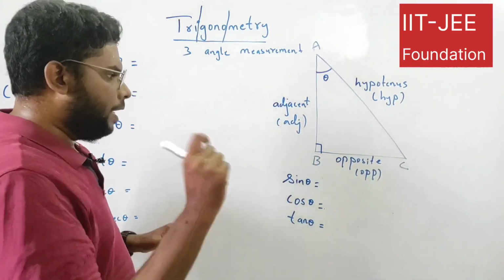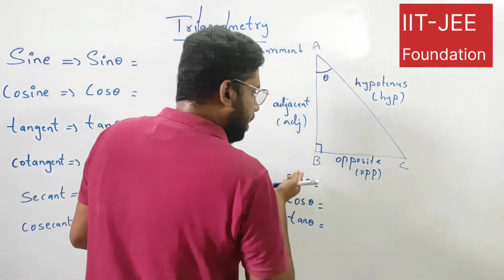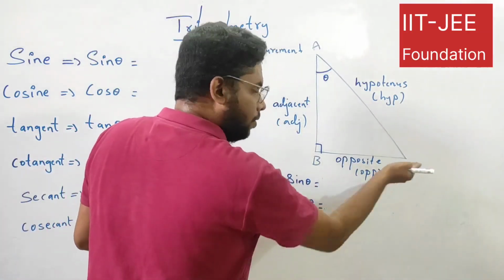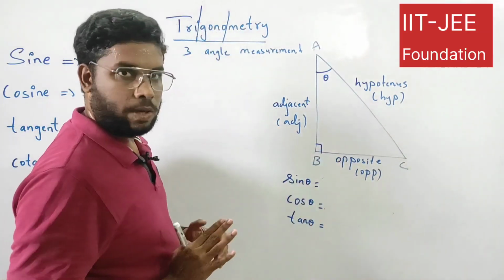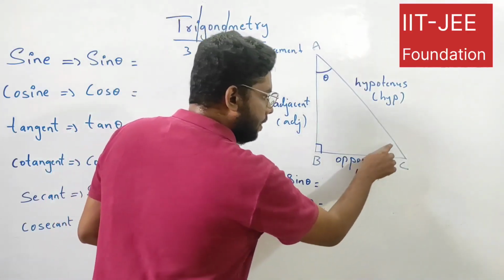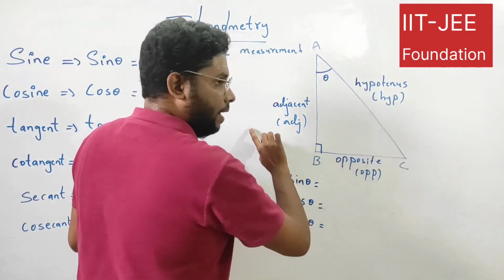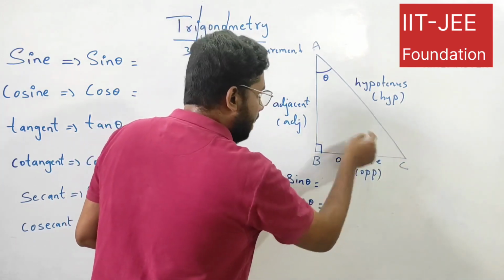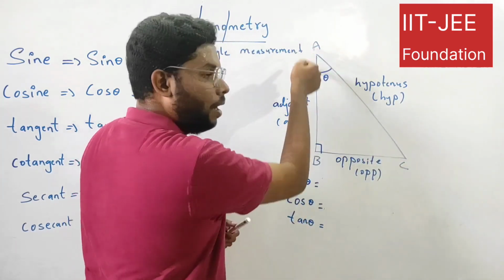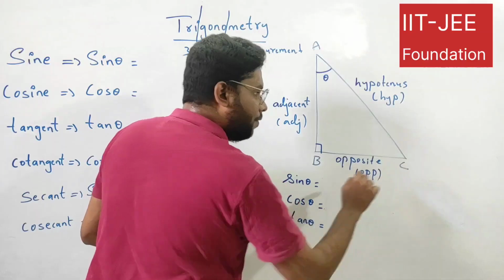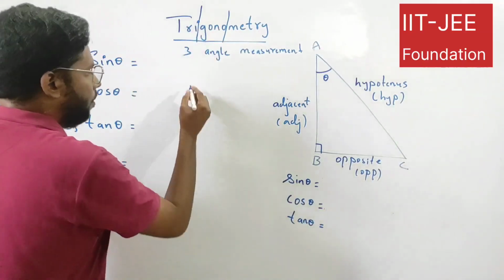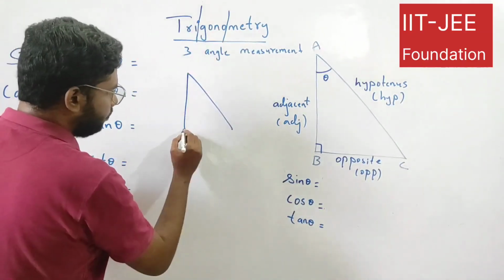Okay, now many students will get confused here. We don't always consider BC to be the opposite. It is not like that. For an example, if I consider the angle at C, which is the opposite side, the side opposite to the angle? If I consider the angle at C, AB will become the opposite side, and BC will become the adjacent side. Same triangle.